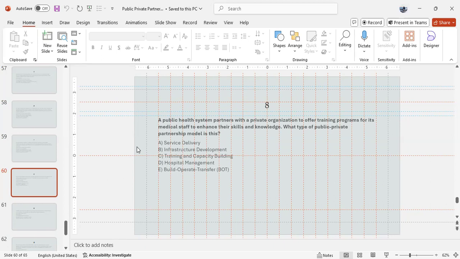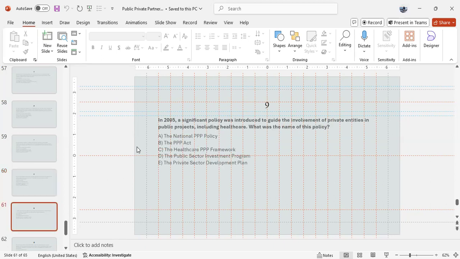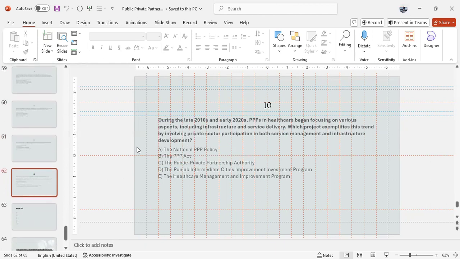Training and capacity building. In 2005, a significant policy was introduced to guide the involvement of private entities in public projects, including healthcare. What was the name of this policy? A. The National Public-Private Partnership Policy. B. The PPP Act. C. The Healthcare Public-Private Partnership Framework. D. The Public Sector Investment Program. Or E. The Private Sector Development Plan. Correct answer is A, the National Public-Private Partnership Policy.